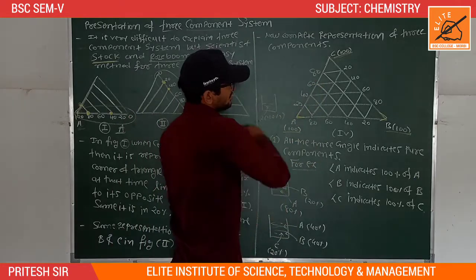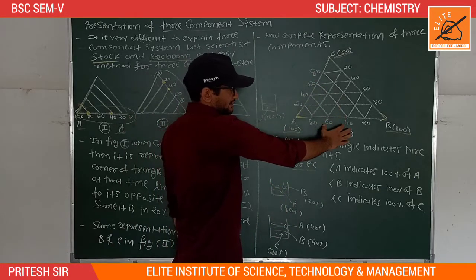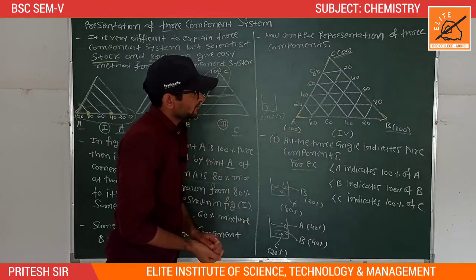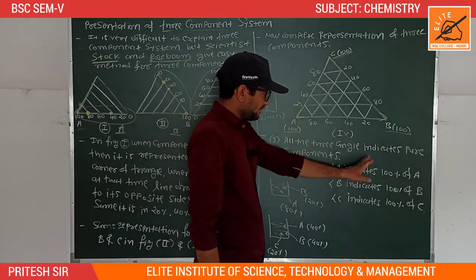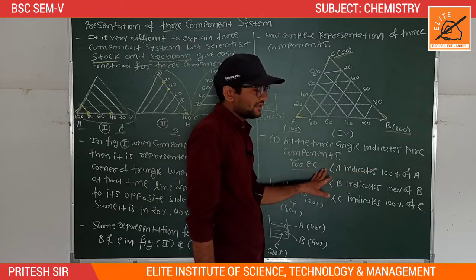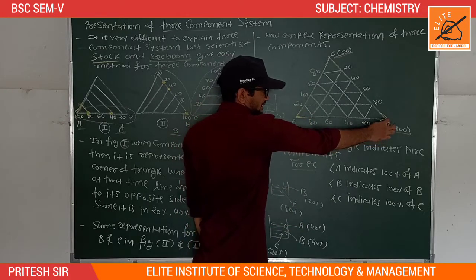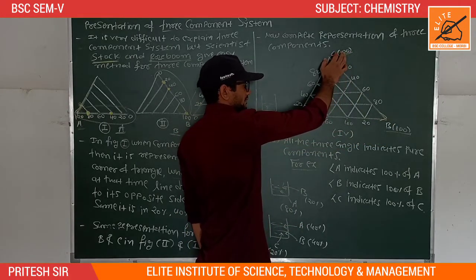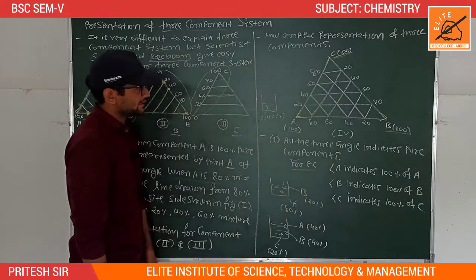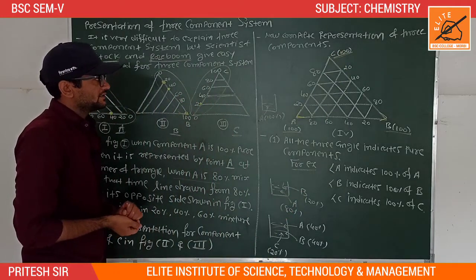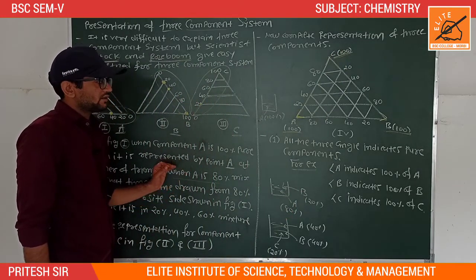Now the complete representation of three components is given below. First, all the angles indicate pure components. It means here the value of A is 100%, here the value of B is 100% and here C is 100%. So this is the basic, easiest representation of a three component system.